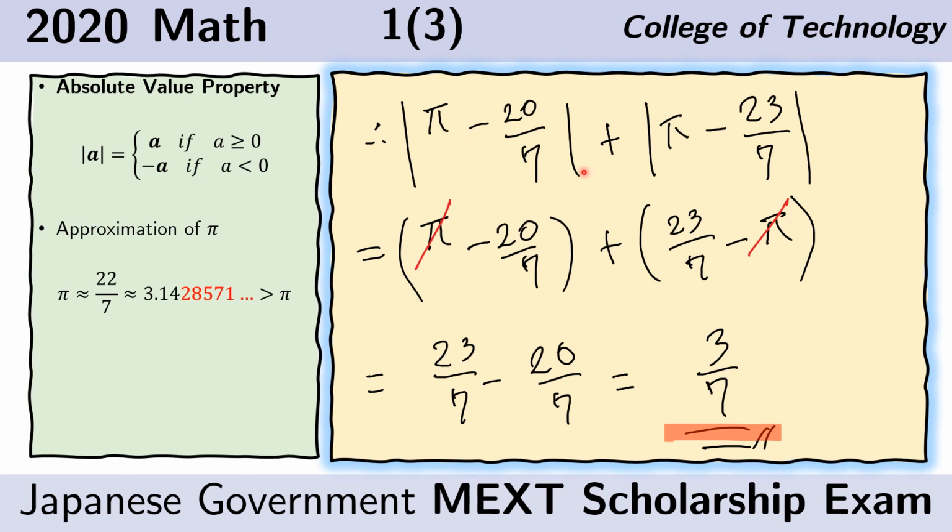This was the original given, and now we can just remove the absolute value symbols according to what we found out in the previous slide. So this one just becomes this, and this one becomes this. And conveniently, the pi's cancel. We are left with 23 over 7 minus 20 over 7, and that is just 3 over 7.